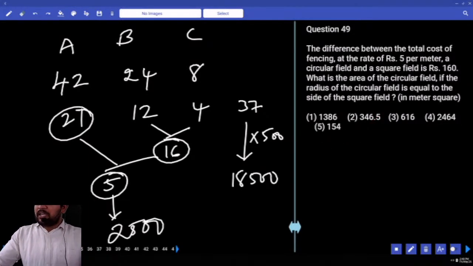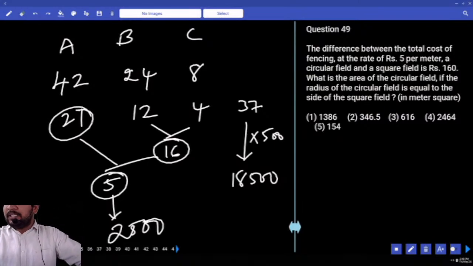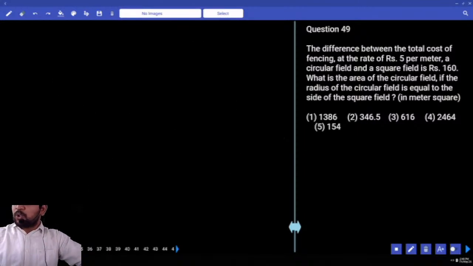The difference between the total cost of finishing, at the rate of 5 rupees per meter, a circular field and a square field is 160 rupees. So what is the area of the circular field if the radius of the circular field is equal to the side of the square field? Now, are you ready? So the total difference is how much?